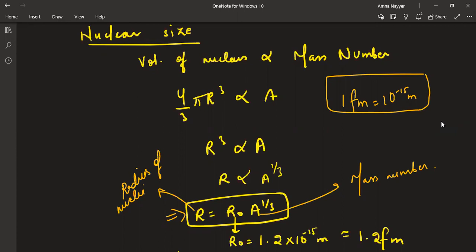So for nuclear size, you can simply get the relation R is equal to R naught A to the power 1 by 3. This derivation can be asked. Here R is the radius of the nucleus, A is the mass number, and R naught is a constant, that is 1.2 Fermi meters. If a different value of R naught is given, then you can put that value. But if nothing is specified, directly use 1.2 Fermi meters.